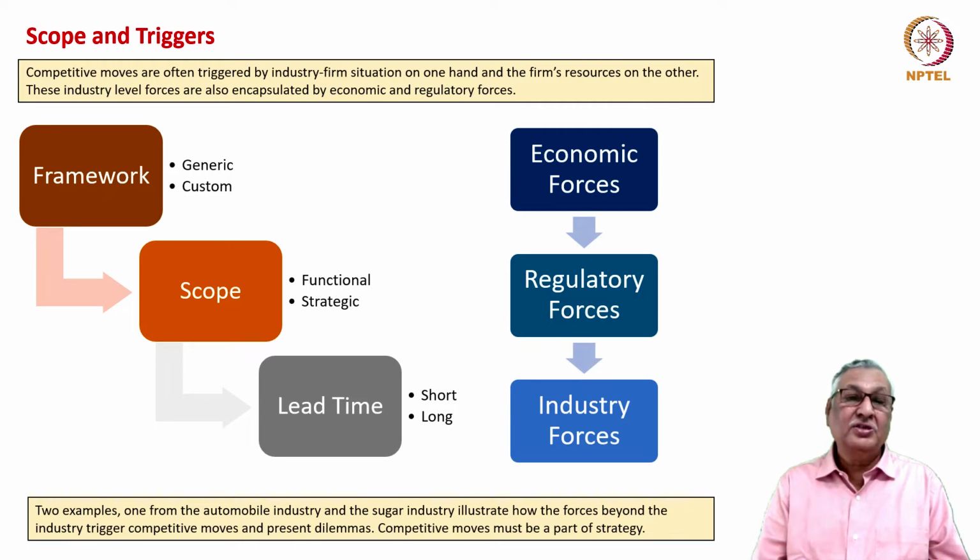A company, when it makes its competitive moves, has to look at economic moves, regulatory moves and industry forces that happen within the broader organizational ecosystem and the economic ecosystem. Let's take two examples, one from the automobile industry and the other from the sugar industry, to illustrate how forces that are beyond a firm can support or can oppose competitive moves by the firms. And they also present dilemmas in that process. Therefore, competitive moves must be an integral part of strategy.